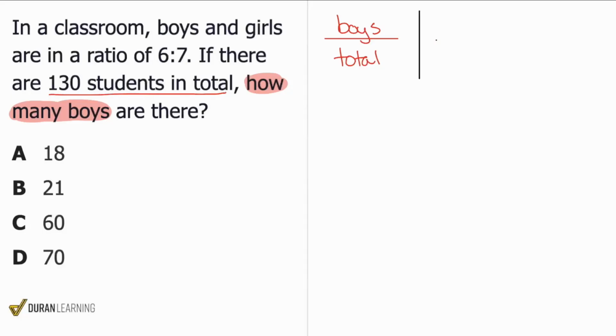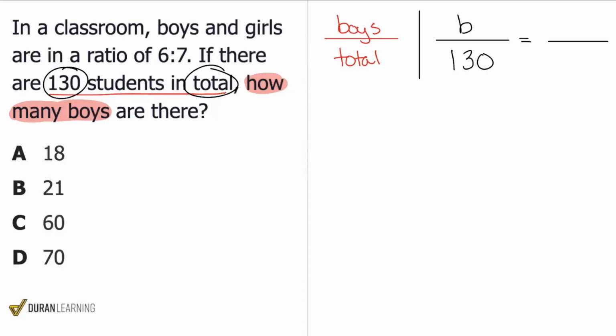And now I'll just write the skeleton here for the proportions. Boom, right there. All right, now let's get to work. Now I know I'm looking for boys, so I'll say B. And I know I'm given 130 students in total, so I'll put 130 in the denominator. Now here's where we want to be careful. We're given that ratio, saying in a classroom, boys and girls are in a ratio of 6 to 7. And so how do we take care of that? Well, one of those numbers is useful. The other number is also useful, but not for the reason you think.